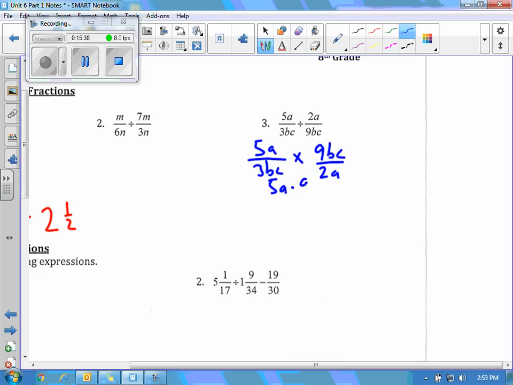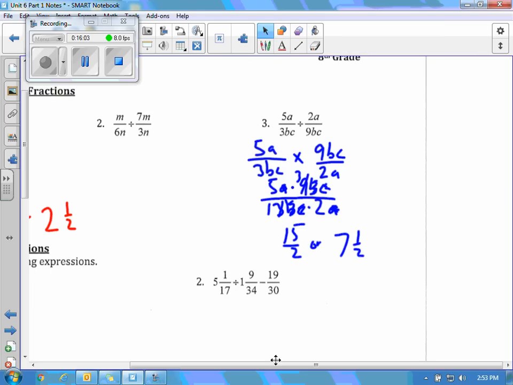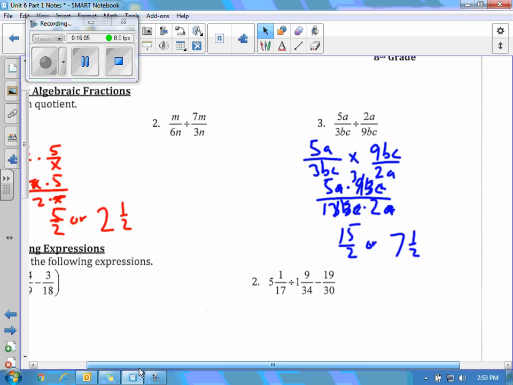Now I want to write everything out together. Okay, and let's cancel out things that you can cancel out. This A cancels out this A, B cancels out B, C cancels out C. 9 and 3 can both be divided by 3, so this becomes a 3, this becomes a 1. So 5 times 3 is 15 over 2, or as a mixed number, that's 7 and 1 half. Okay, make sure you fill in number 2.